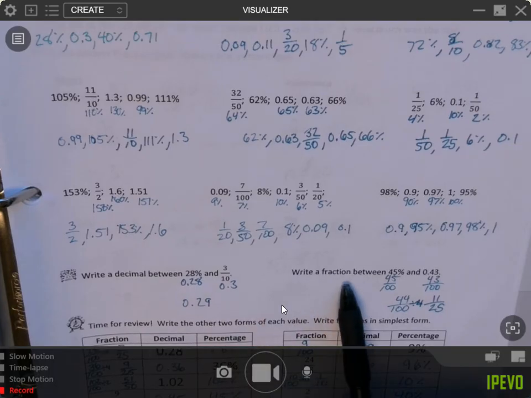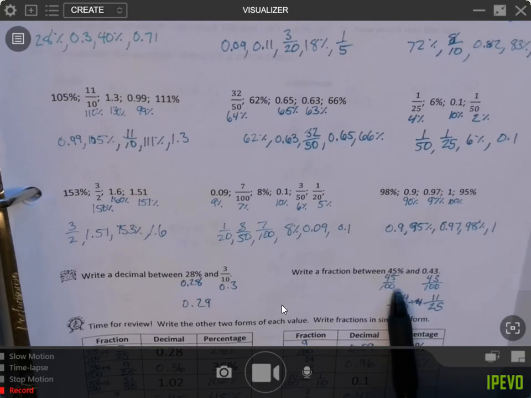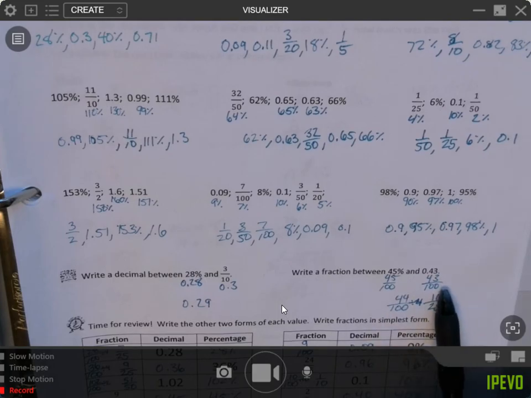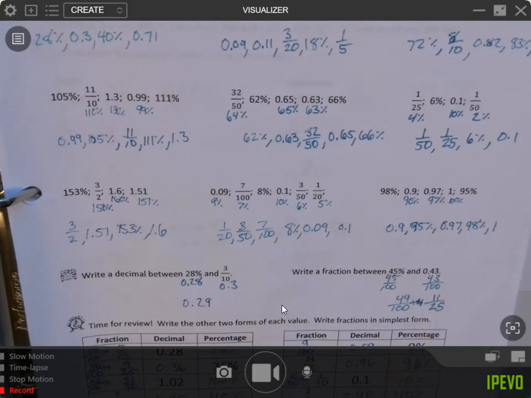Then write a fraction between 45% and 0.43. So I wanted to convert them to fractions, 45/100ths and 43/100ths. So I converted that to 44/100ths. You could simplify that to 11/25ths. I would have accepted either way. So if you would have put 44/100ths, I would have taken that. I would also take it simplified. Any questions on those two?